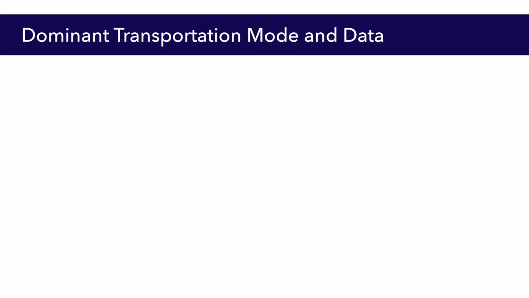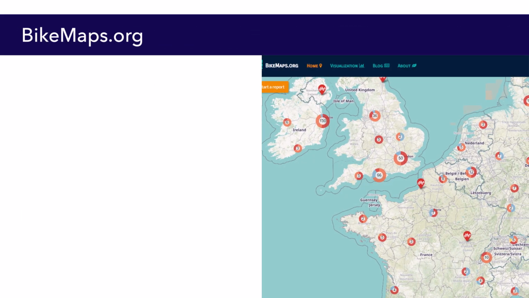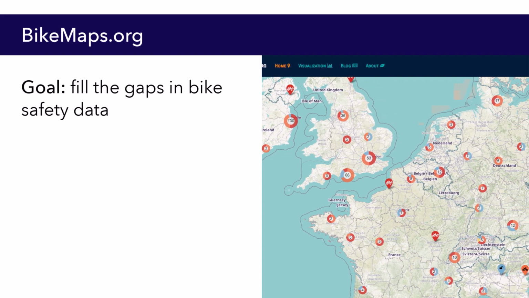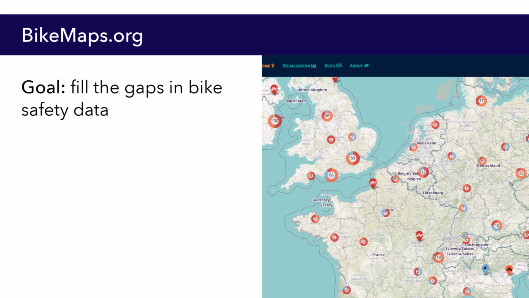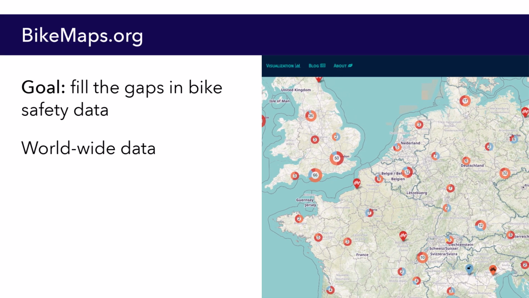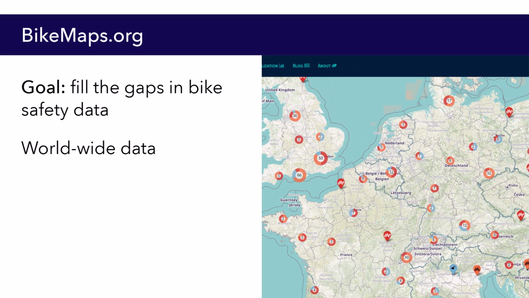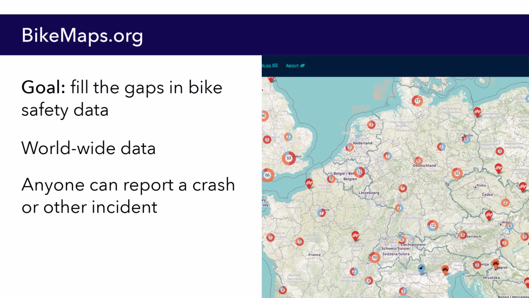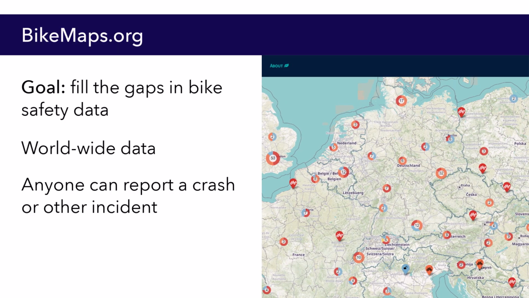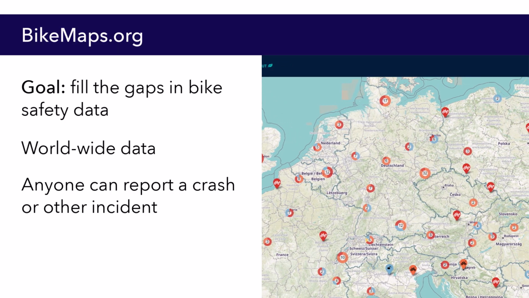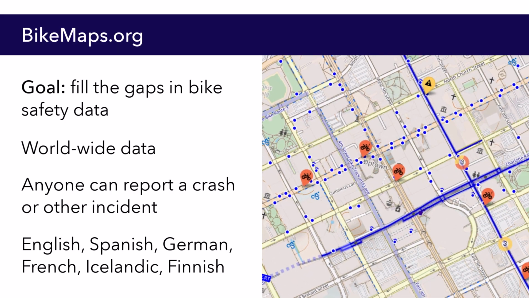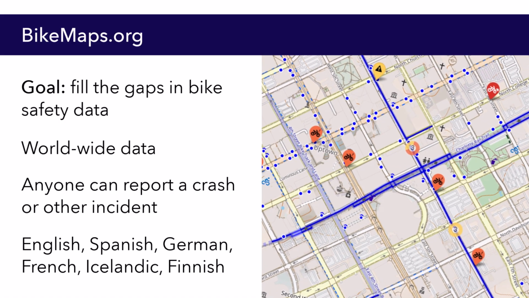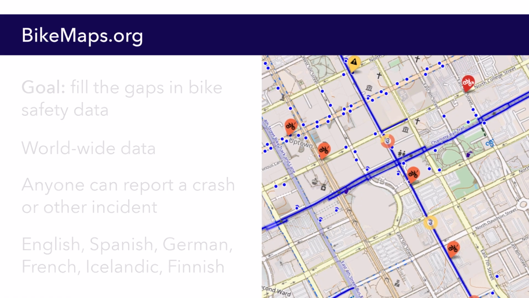In 2014, my research group developed a website called bikemaps.org, and the goal of Bike Maps is to fill gaps in bike safety data. So anywhere in the world, any bicyclist can go and map a crash, a near miss, or a hazard that they identify. And so we have seen reports worldwide. The website is available in English, Spanish, German, French, Icelandic, and Finnish. And we really encourage you to go look at it.